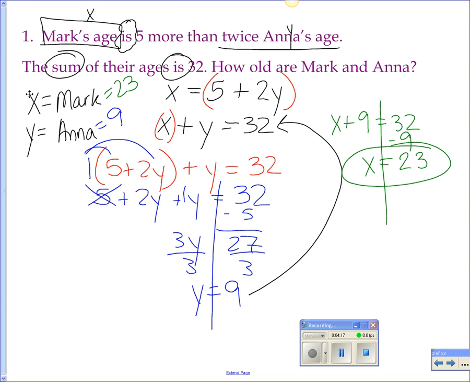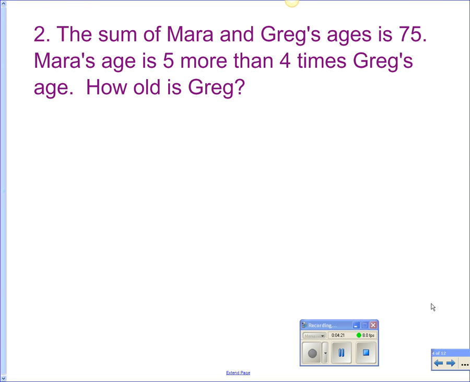Anybody have a question on that first one? All right. Number 2, the sum of Mara and Greg's ages is 75. Mara's age is 5 more than 4 times Greg's age. How old is Greg? What should I do first on this one? What are X and Y on this one? Okay, so X is Mara, Y is Greg.